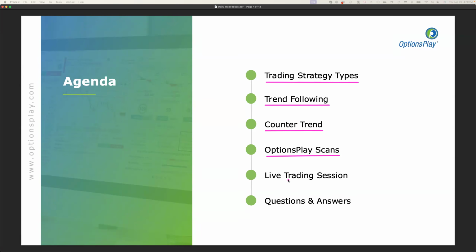And then we'll basically end this with a live trading session. We'll go through the OptionsPlay platform. We'll look at some of the ideas that are presented by the platform together, and we'll open this up for Q&A here.